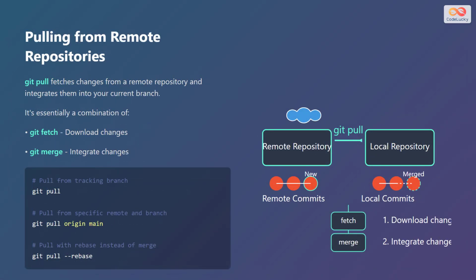The git pull command fetches changes from a remote repository and integrates them into your current branch. It's essentially a combination of git fetch, which downloads the changes, and git merge, which integrates the changes. Here are a few examples. To pull from the tracking branch, simply use the command git pull. To pull from a specific remote and branch, use the command git pull origin main. To pull with rebase instead of merge, use the command git pull --rebase.